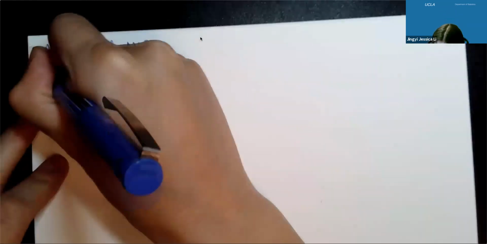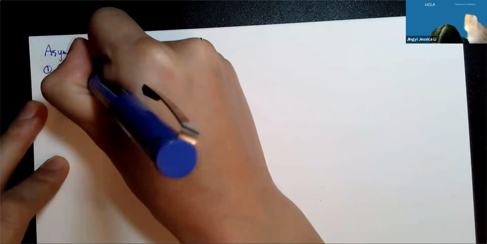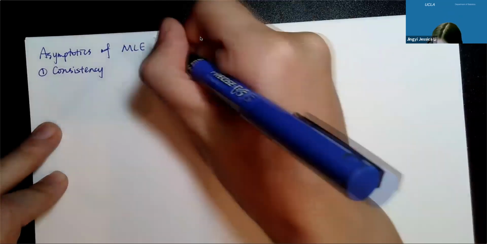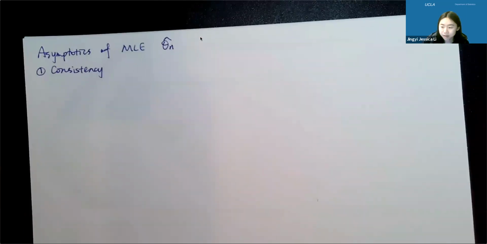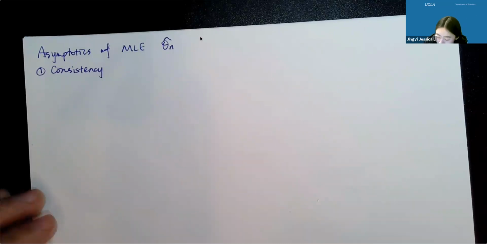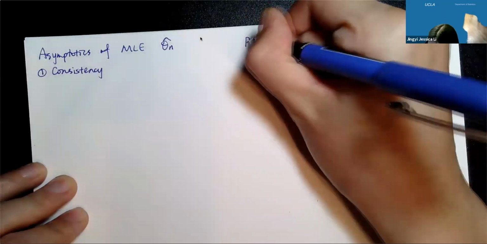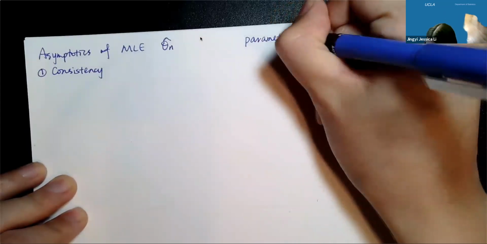To answer this question, we will look at MLE in two aspects. The first is its consistency. The question we want to ask is, let's say that we have an MLE denoted by theta n hat. Hat means it's an estimator, and n means our sample size. We are interested in comparing this estimator with our true parameter, the thing we want to estimate, which we denote by theta.